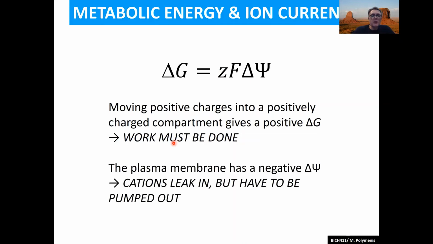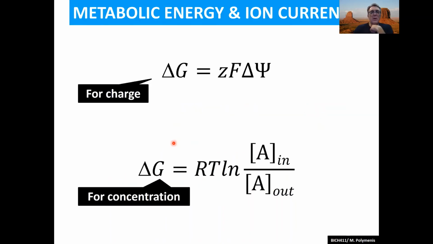It's not free. Now, the plasma membrane has a negative electric potential, which means that cations want to go in. There are more positively charged things outside than inside, so the positively charged things want to go back into the cell. So the cell constantly has to pump its positively charged ions out of the cytoplasm.